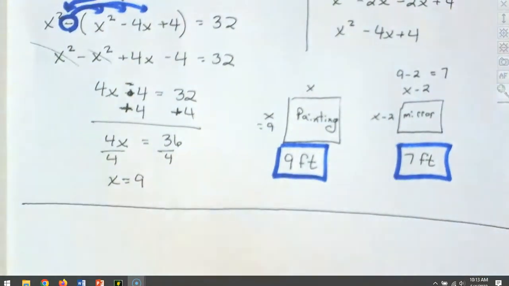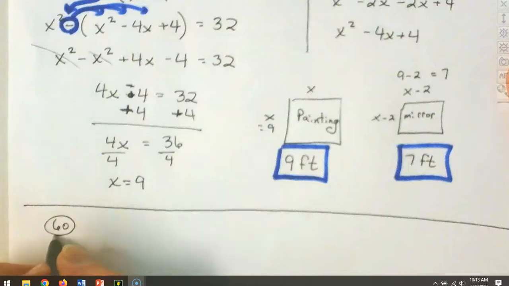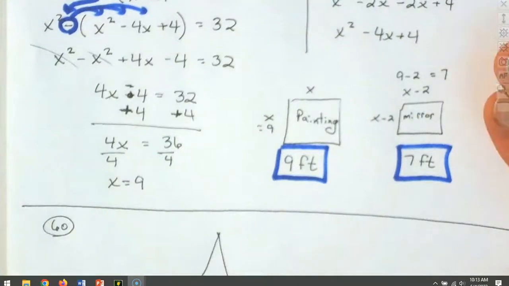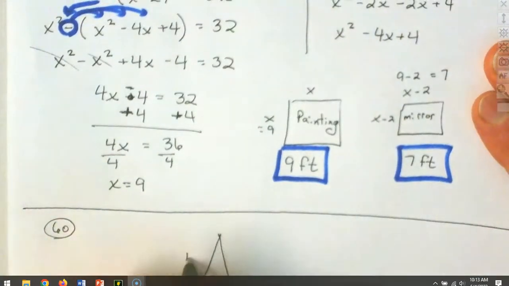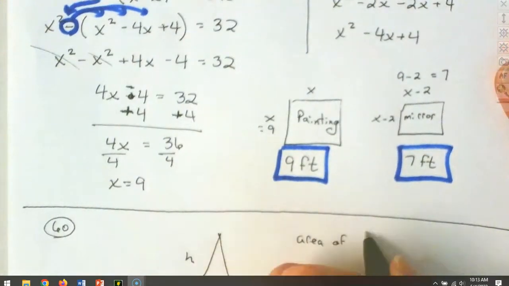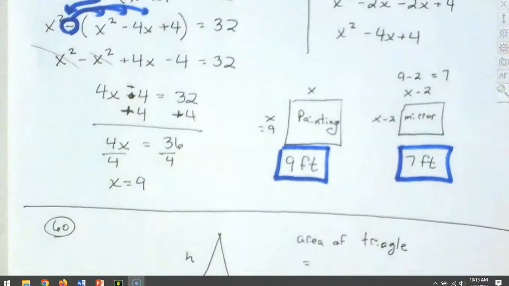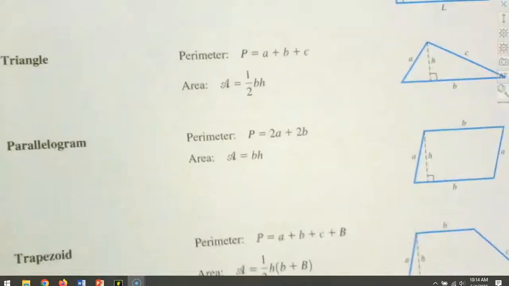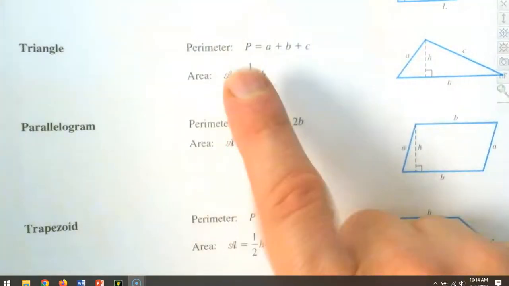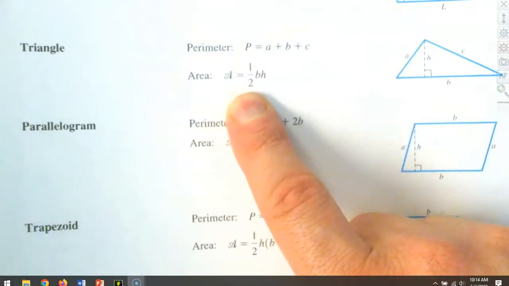So let's draw out our triangle here. And this is h minus 3, and this is h. Now, area of a triangle is a little bit different. The area of a triangle, if you forget, you can go to the back cover of your textbook. You'll find it over here. Rectangle, triangles right here. Area is 1/2 base times height.